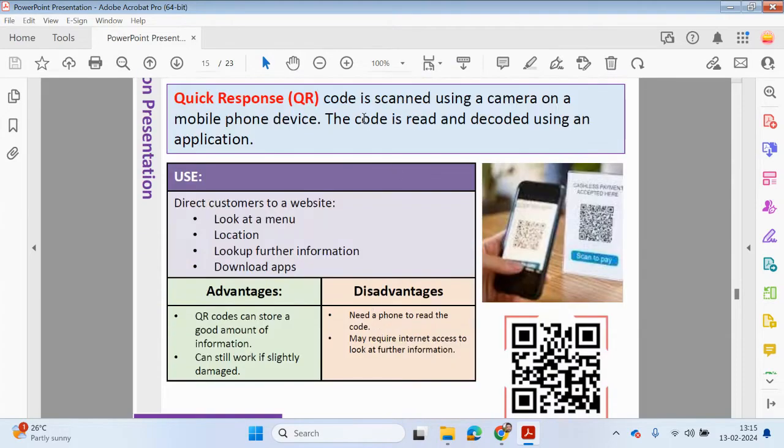Now, quick response codes are used by scanning using a camera from a mobile device. The code is read and then decoded using an application. So in recent times, especially during COVID, if you went to a restaurant, rather than receiving a menu, you could scan in the quick response code, and then it will take you to a link to a web page where you can access the menu. Or maybe you come across a poster and you want to scan it in to get further details of the events, then that could be possible as well. So look at a menu, maybe find a location, or look up further information.